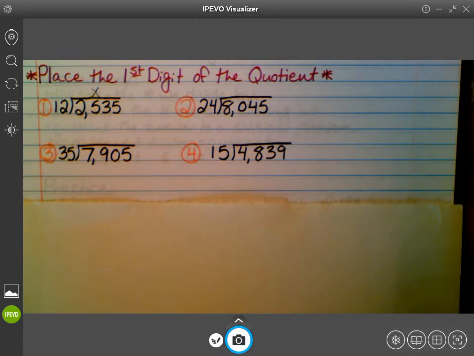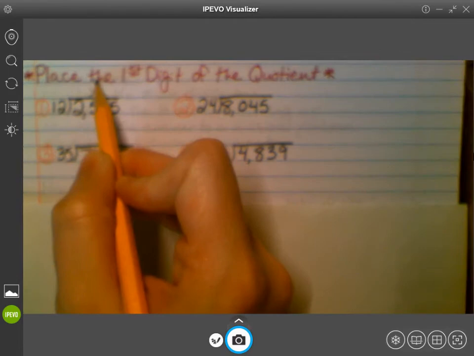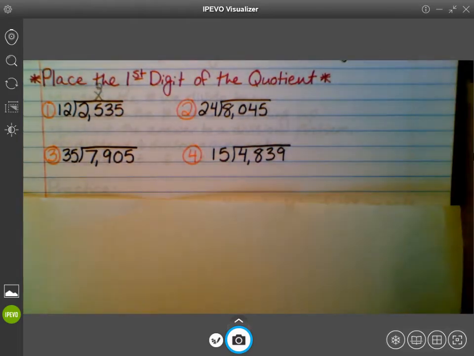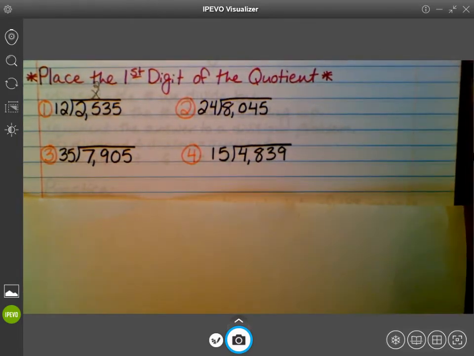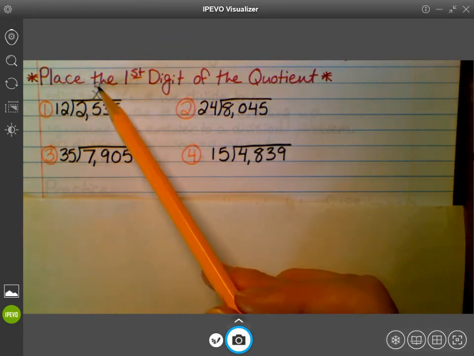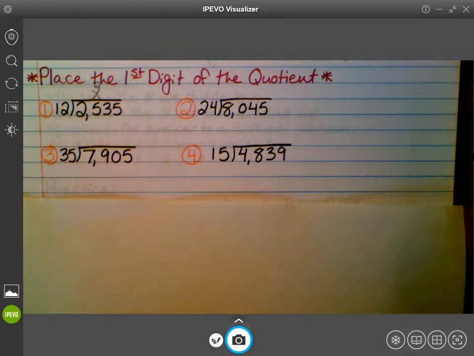So 12 going into 25. How many times does 12 go into 25? Show me on your hands. 12 goes into 25 2 times. So then I'm going to put a 2 above the X. So there's a 2. Sorry, should have done that a little clearer. Have we placed the first digit of our quotient? That's all that we're doing.